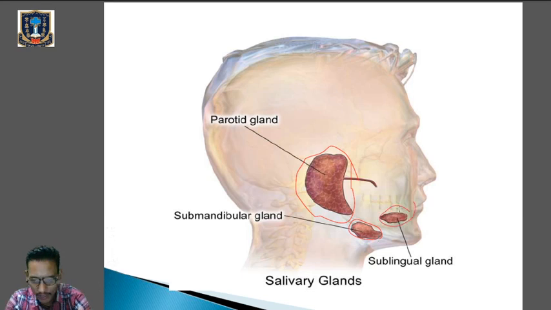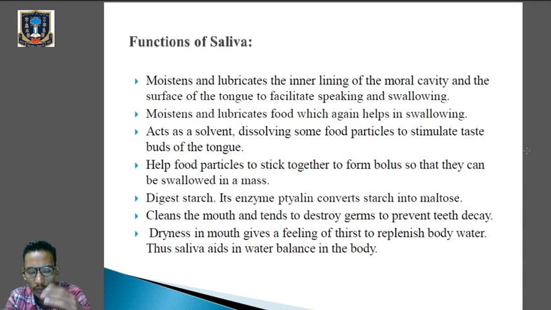So these are the three glands which are responsible for the secretion of saliva: parotid gland, submandibular gland and the sublingual glands. So remember the name of these glands and their location. This is the location of these glands in the human body, we can see. Now let's talk about the function of saliva.